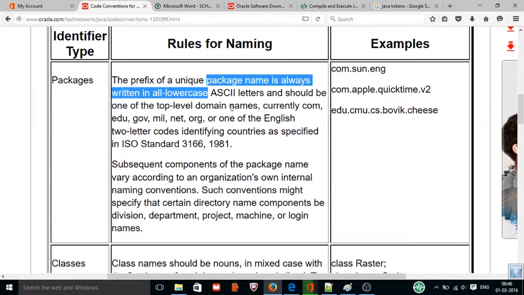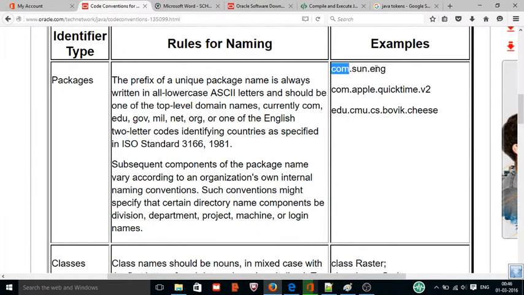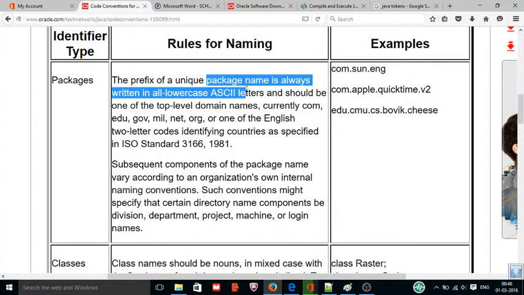See over here, these are actually the rules. What is the rule for packages? We have written packages like this. The package name must be lowercase. Package names are always written in lowercase. To follow this rule, don't bother about the other content of this slide. Every time you write any package, you have to write it in lowercase. All the letters should be lower.